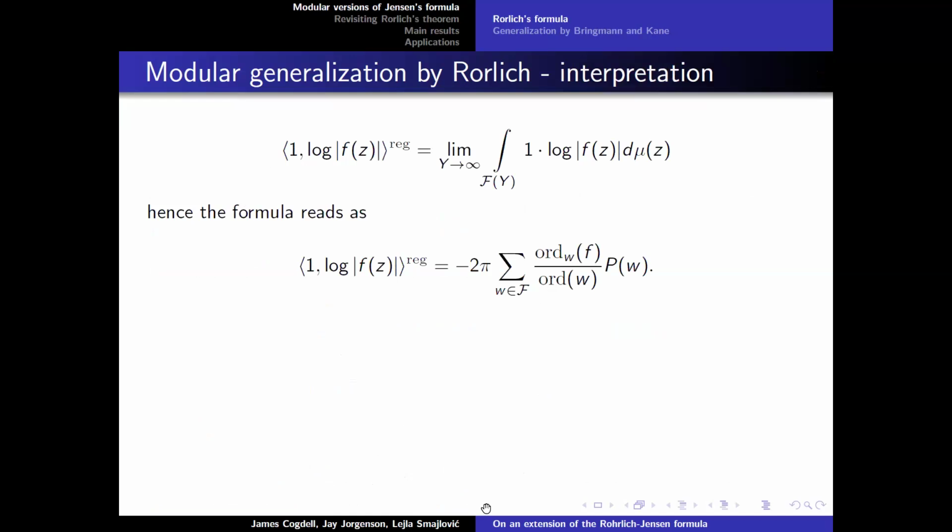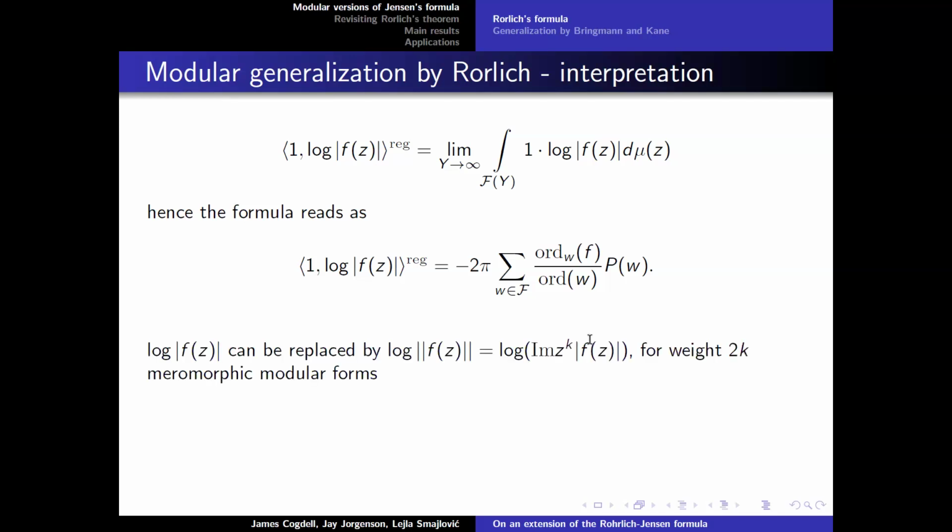Okay, so how to interpret this modular generalization? Well, we can also interpret it as an inner product of this function with a constant 1, and of course this inner product is regularized, in the sense that we view it as the limit over the cutoff fundamental domain at the cusp at infinity, where the cut is made at the horizontal line imaginary part equals capital Y. So we can write the formula as the evaluation of this regularized inner product of the logarithm of f with a constant 1, and it equals this right-hand side, which is the sum over the divisor of values of the Kronecker limit function evaluated at zeros or poles of f, times a certain constant depending on their order.